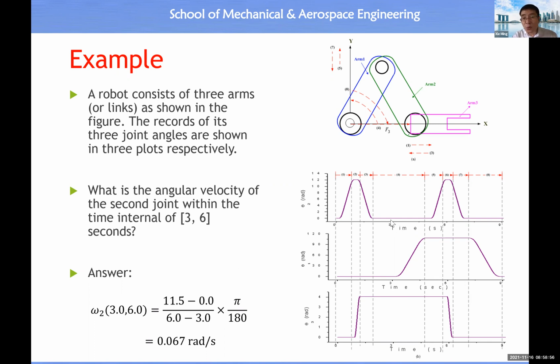When t equals 3, the angular position is 0. So then you compute the ratio, then you get this answer. All right, so this is theta 2. Theta 2 is here.